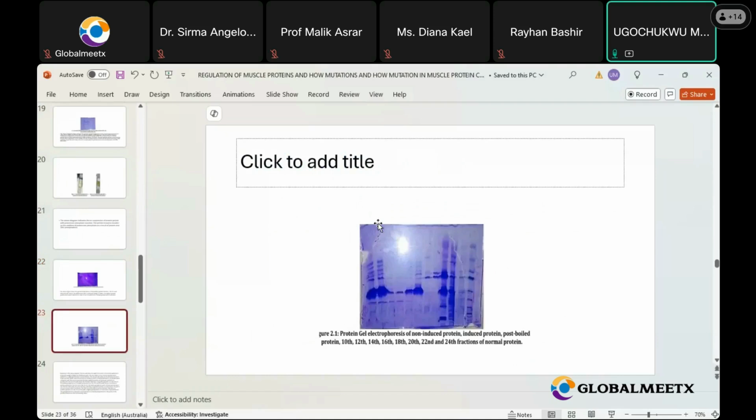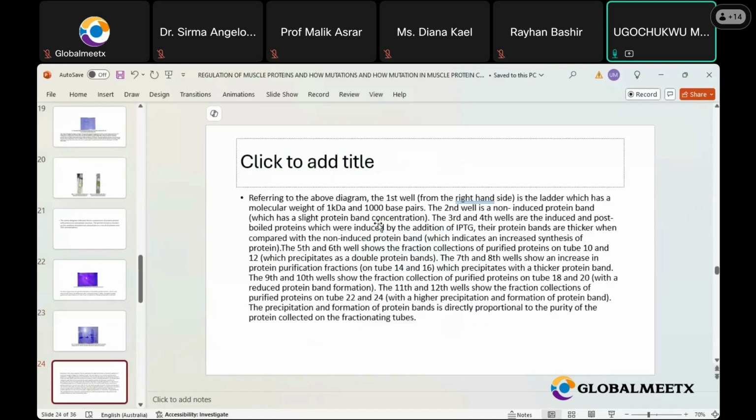The next slide shows the protein gel electrophoresis of non-induced protein, induced protein, post-boil protein, and fractions of 10th, 12, 14, 16, 18, 20, 22, and 24 fractions of normal protein as labeled on the test tubes. The next slide explains the gel electrophoresis. Referring to the diagram above, the first well from the right-hand side, which is this, is a ladder which has a molecular weight of 1 kilobase and 1000 base pair.